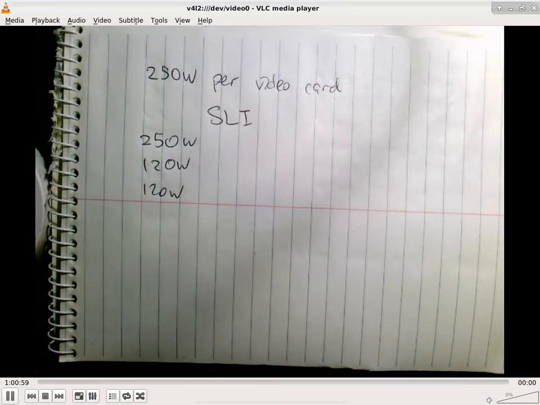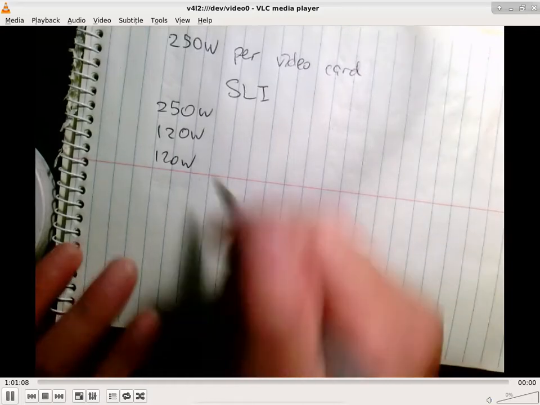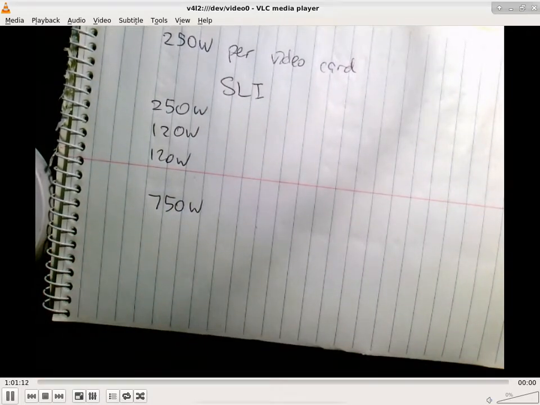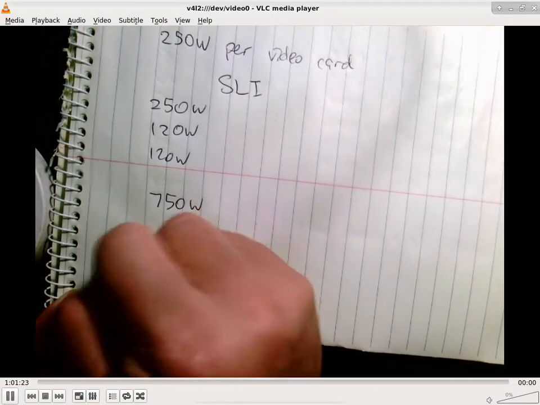Your 5 drives and your motherboard, plus your display, your screen, and also your subwoofer and stuff like that. Everything adds up to about 750 watts for one single gaming computer. And remember, you get 5 of these things. So what do you get when you multiply this by 5?